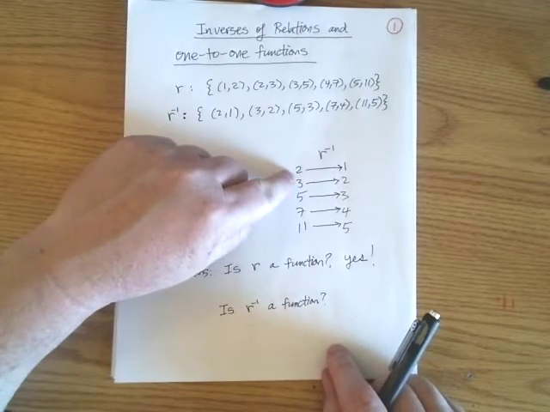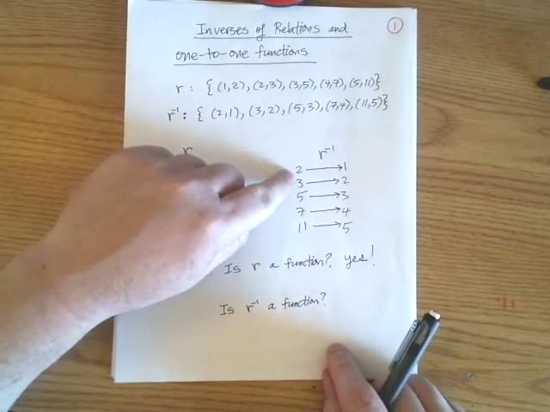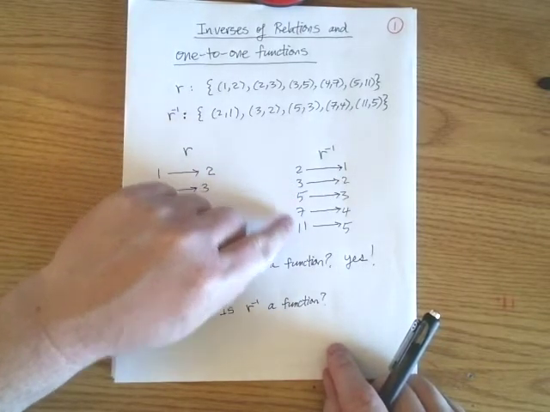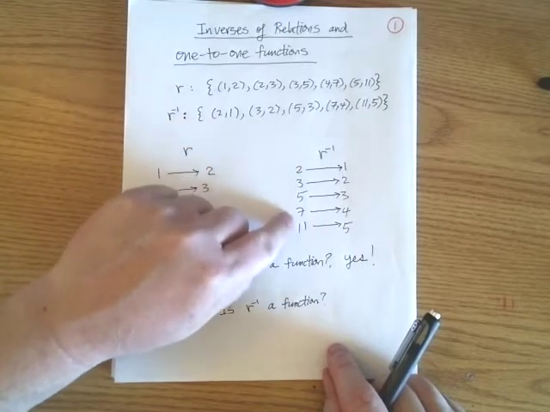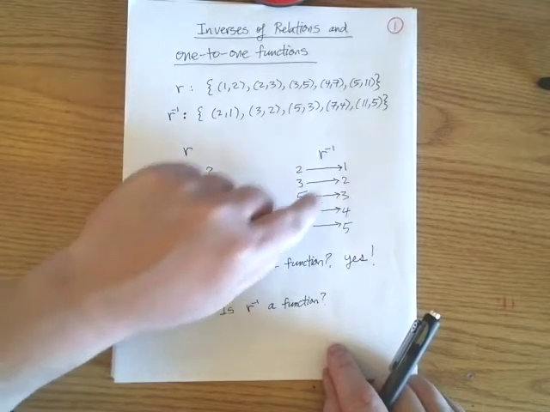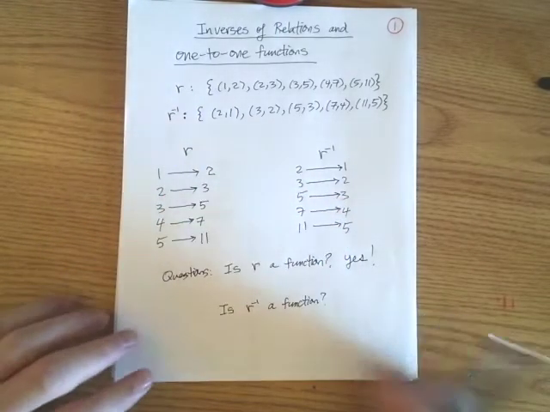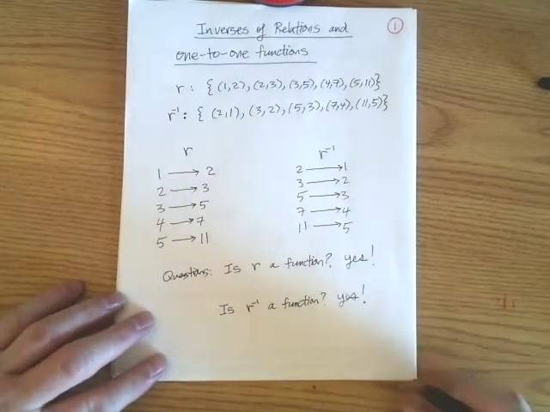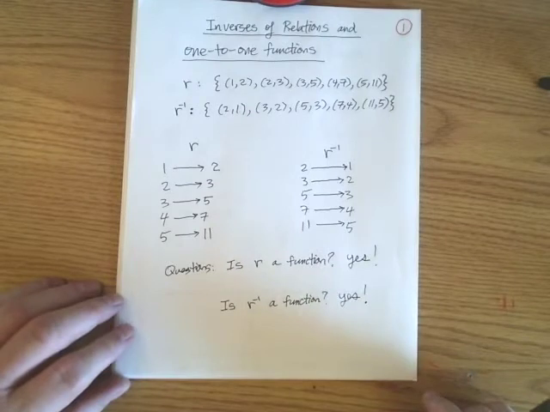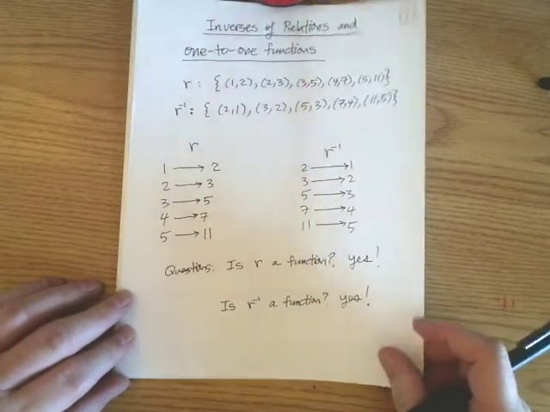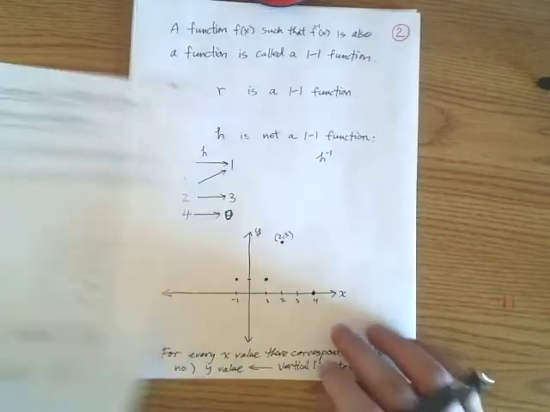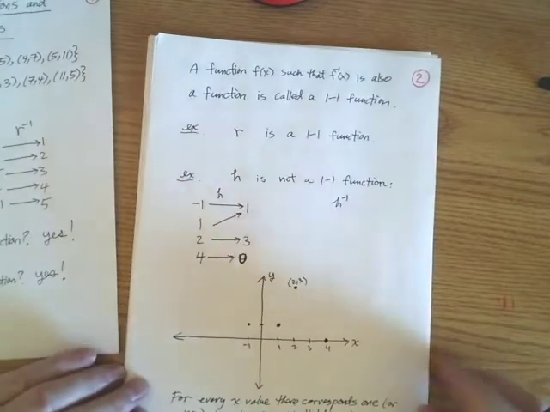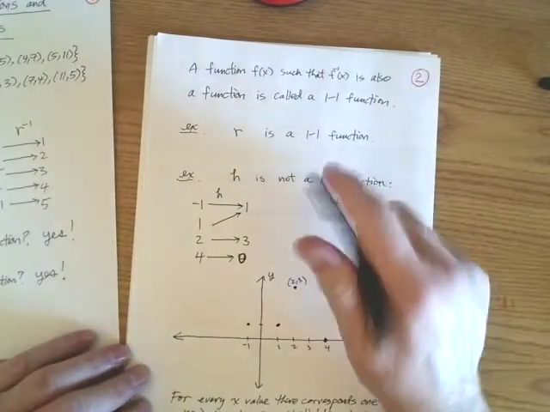Well, now I have to remember the direction of the arrows has changed, so I have to look here. Is it true that corresponding to every element of the domain of our inverse, there's only one element of the range here? And that's also yes. Okay? Now, a function that satisfies a condition like this is sometimes called a one-to-one function.